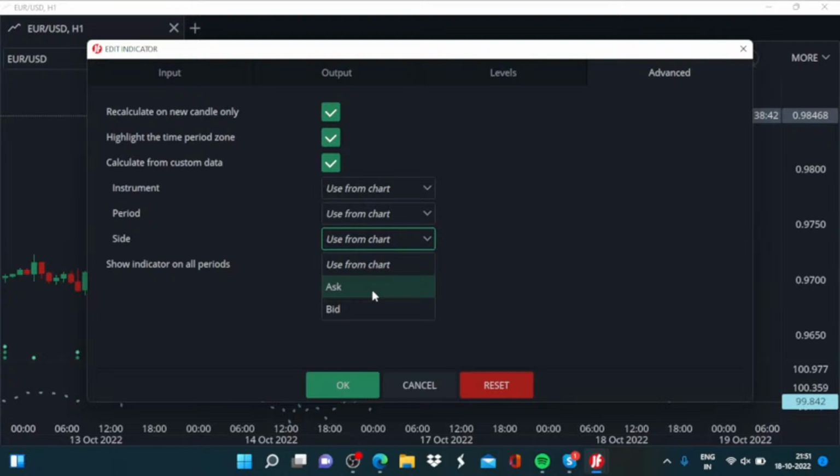The side can be ask or bid depending on which side of the spread you are on. You will have slight difference in the output, but the broader trend is going to remain the same. That is not going to change simply because you change the spread side.